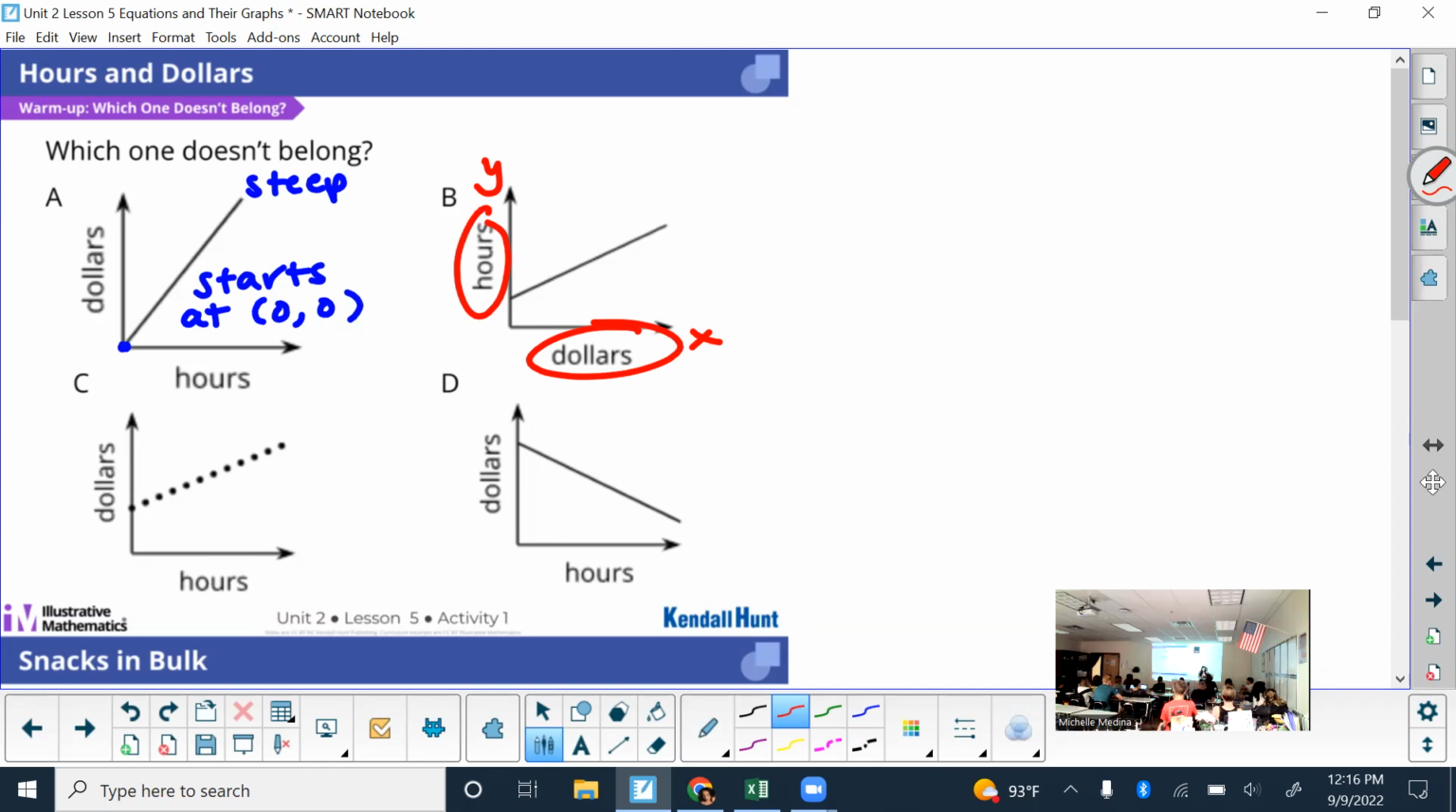All right, who thinks C doesn't belong? Kobe, why? Because it is the only one that is dotted versus the others that are all continuous. You guys know what type of graphs these are called other than dotted? Dot graph. No. You guys know what the opposite of continuous graphs are?